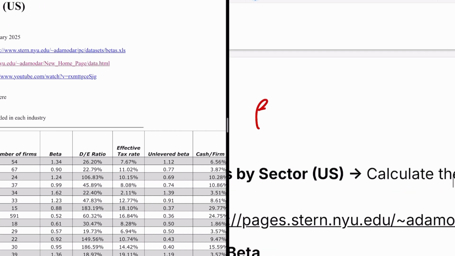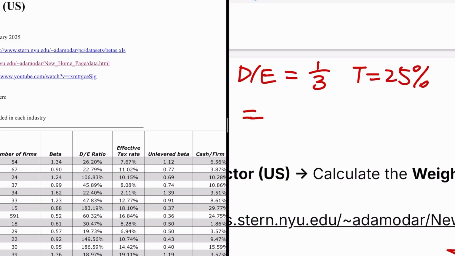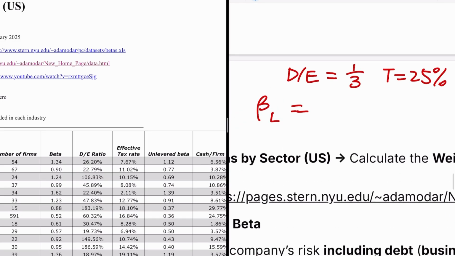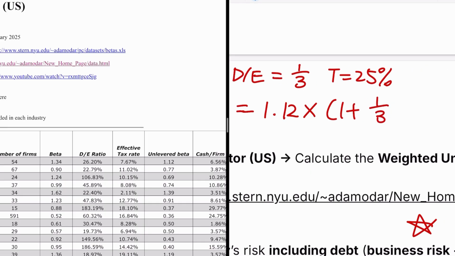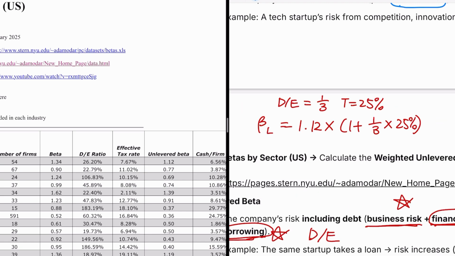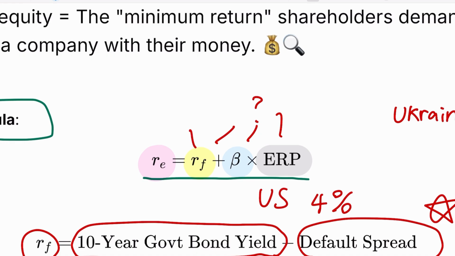So if we want to find the levered beta of an advertising company in the US, and this advertising company has a debt to equity ratio equal to 1/3 and a tax rate of 25%, its levered beta should be 1.12 times (1 plus 1/3 multiplied by (1 minus 25%)), right? So this offers a relatively easy way for us to find the levered beta for a specific company. Now we have already found the risk-free rate and beta, and it's time to find the equity risk premium.